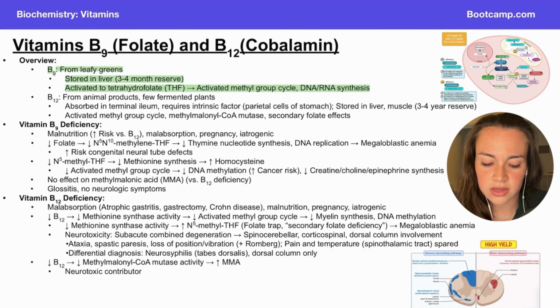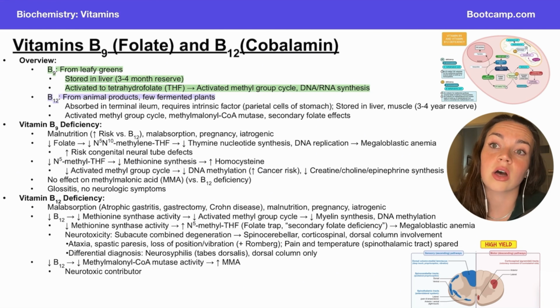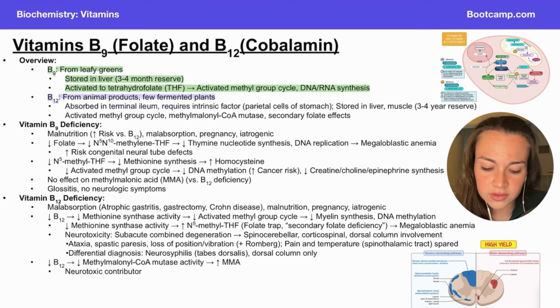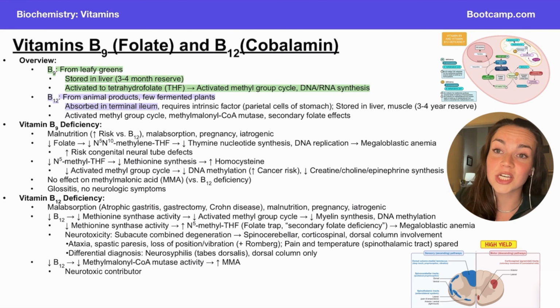Vitamin B12, on the other hand, comes from animal products, as well as a few fermented plants. Vitamin B12 is also made by colonic bacteria. However, the vitamin B12 that is created by colonic bacteria cannot be absorbed or used by the body. That's because vitamin B12 is absorbed in the terminal ileum, which is upstream. It's more proximal in the digestive tract than those colonic bacteria in the colon.